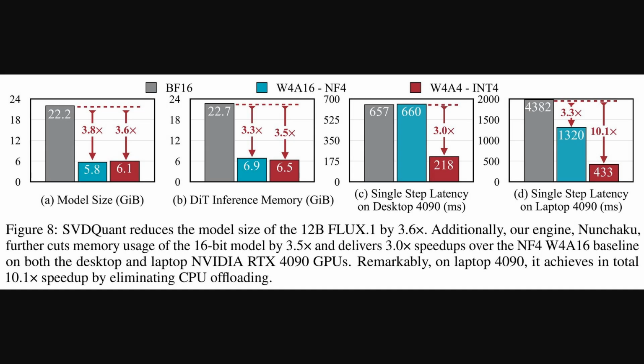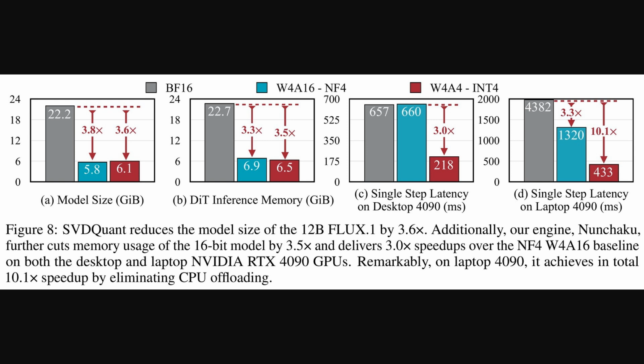Okay, so we just saw how good the images look with SVDQuant. Figure 8 here gives us the hard numbers on memory and speed, specifically for that big Flux.1 model. Part (a) shows the model size dropping dramatically with SVDQuant INT4, down to around 6 GB from over 22 GB. And part (b) shows similar savings for memory during inference. Then parts (c) and (d) show the speedup.